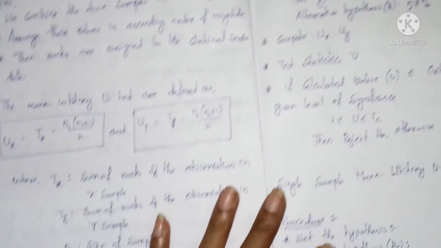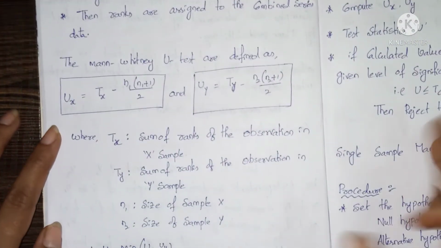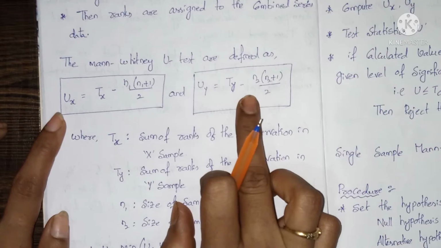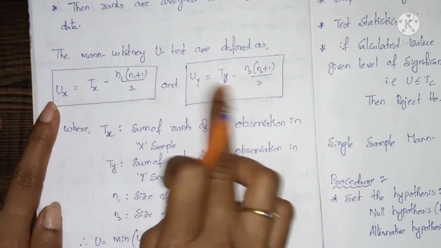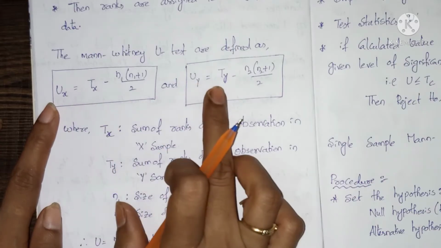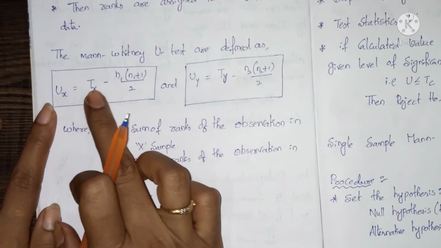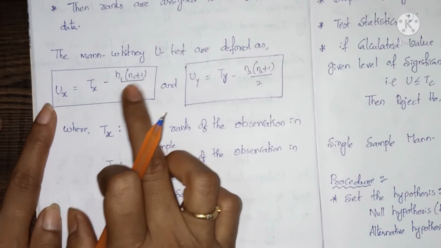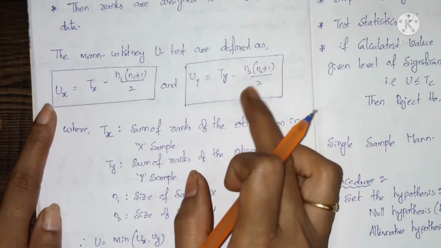After giving the ranks, next we have to find Ux and Uy using the following formulas. Ux equals Tx minus n1 into n1 plus 1 by 2. Uy equals Ty minus n2 into n2 plus 1 by 2.